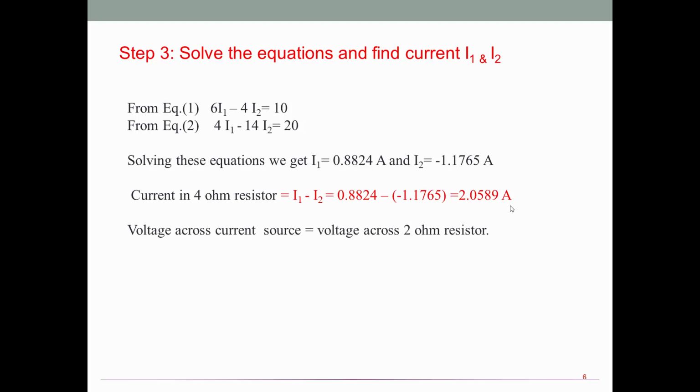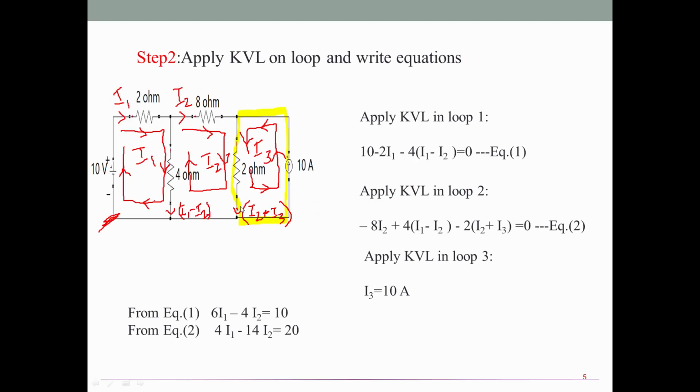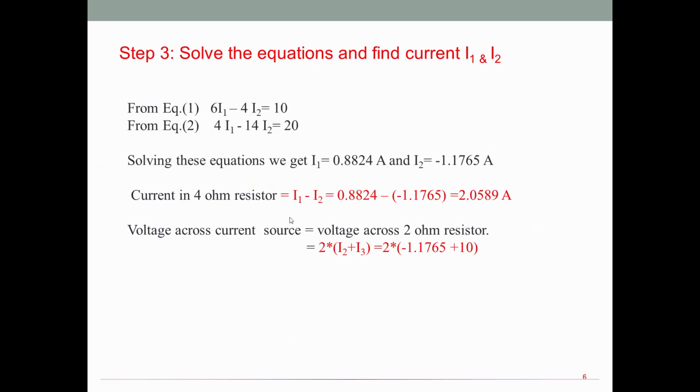One more calculation is required here, that is the voltage across the current source. Again, go back to the problem. If I calculate the voltage across the 2 ohm, that is the same as the voltage across the 10 amp source. So what is the voltage across the 2 ohm? 2 times the branch current. What is the branch current here? I2 plus I3. Substitute the values for I2 and I3 here, then find the voltage across the current source as 17.647 volts. This way you can solve it using loop equations.